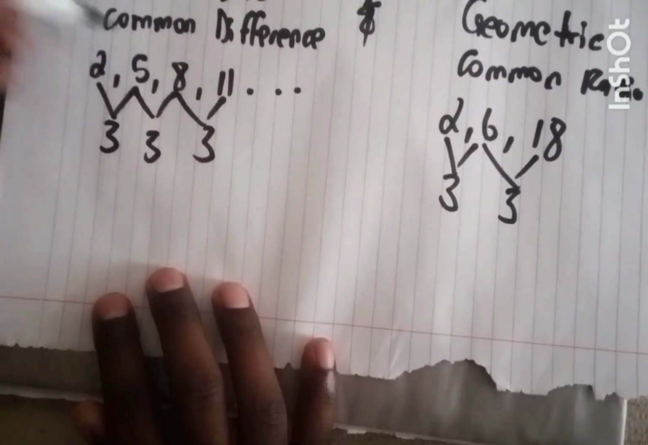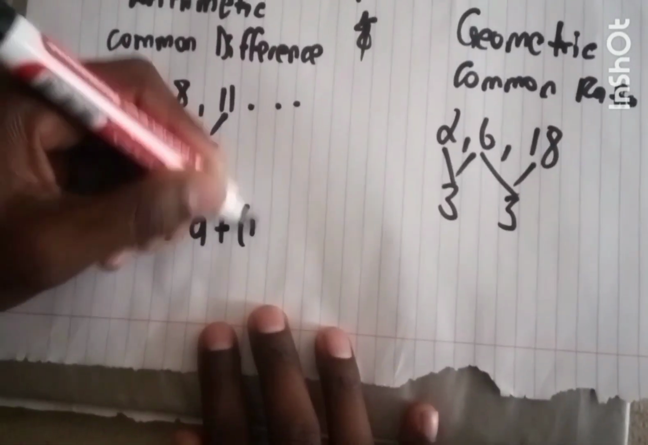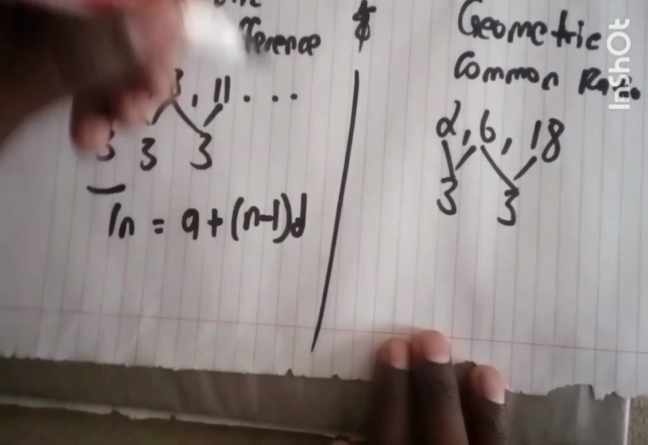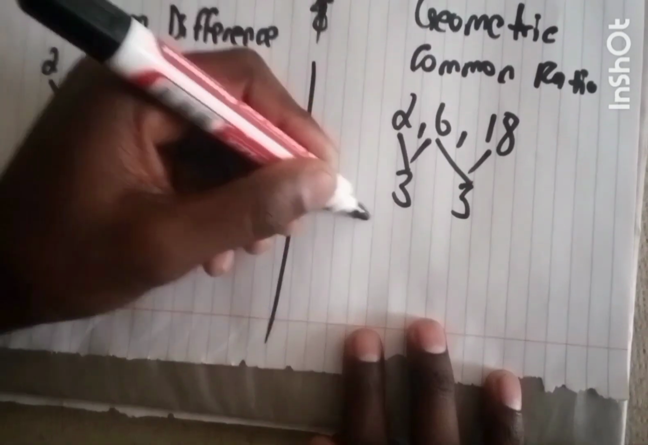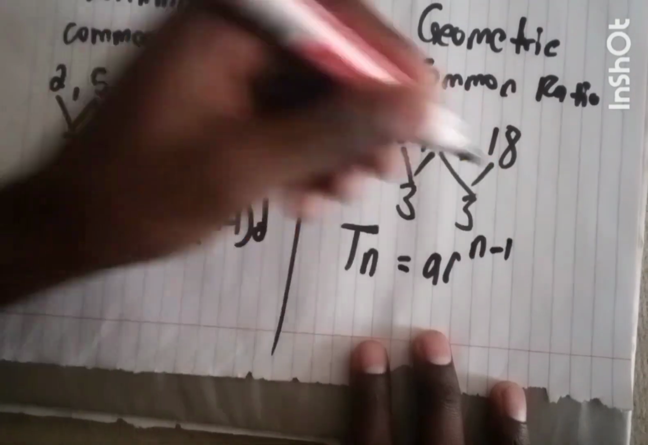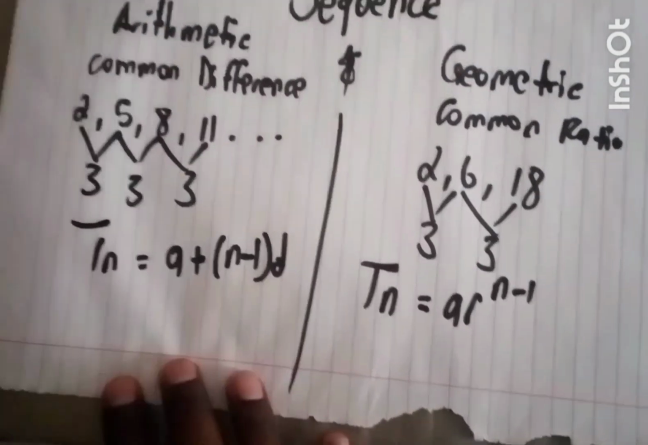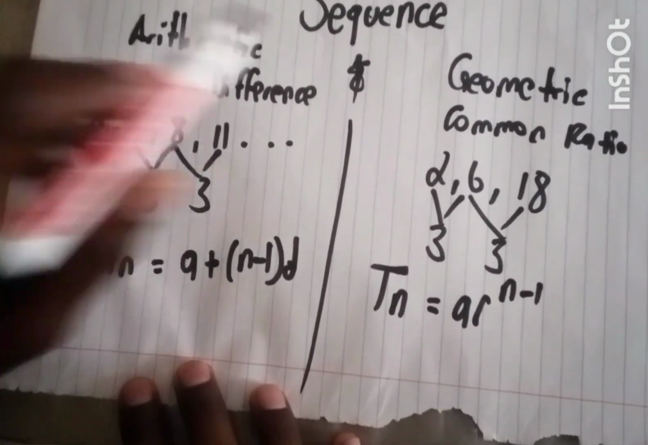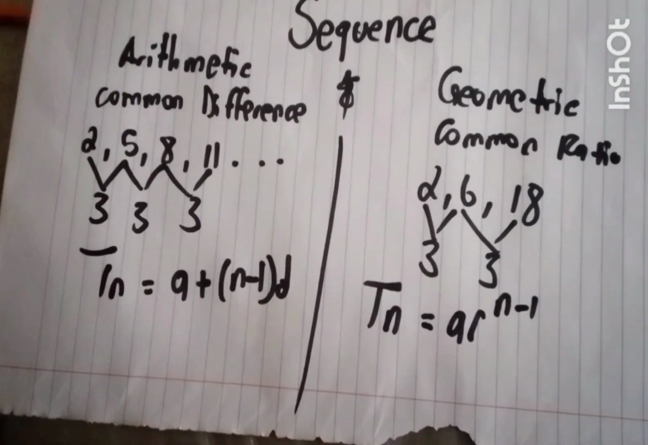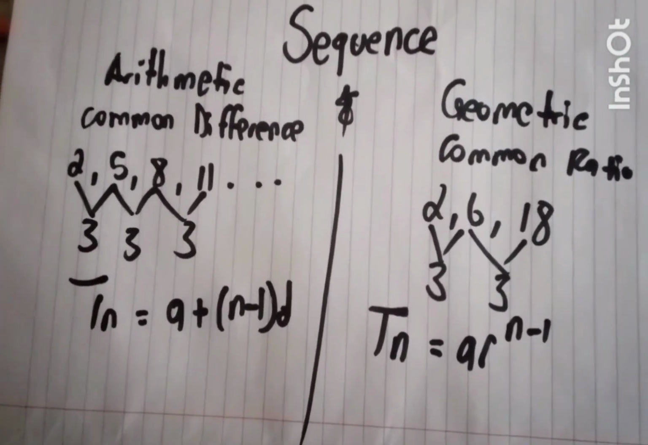The general formula for arithmetic sequence is Tn equals a plus n minus 1 times d. And the general formula for geometric sequence is Tn equals a r to the power of n minus 1. So this is the difference between arithmetic sequence and geometric sequence. Let us go and do some examples based on these two sequences.